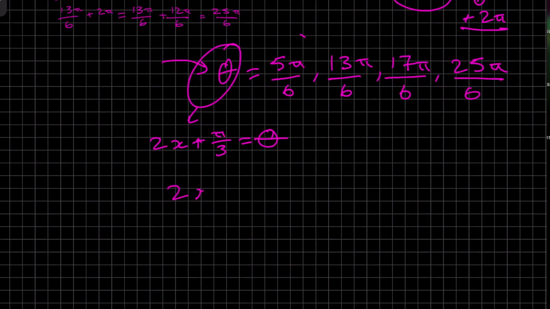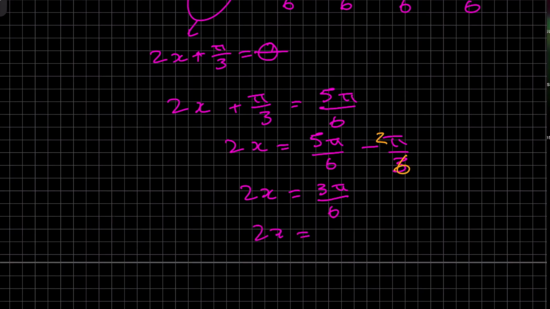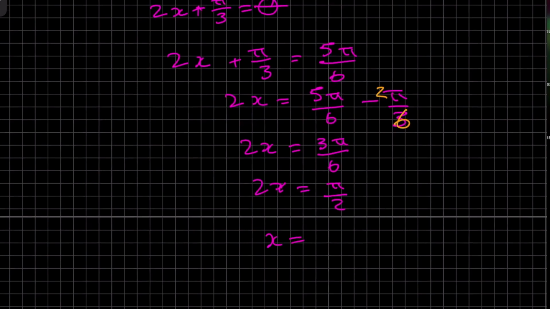So our first equation would be 2x plus π/3 equals 5π/6. Rearranging this equation, we will get 2x equals 5π/6 minus π/3. Our π/3 can be rewritten as 2π/6. And if we group these terms together, we would get 3π/6, which can be simplified to π/2. Again, rearranging this further, if we divide both sides by 2, we would get x equals π/4. So this is your first solution for x.